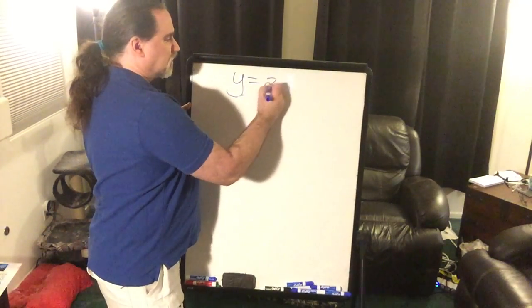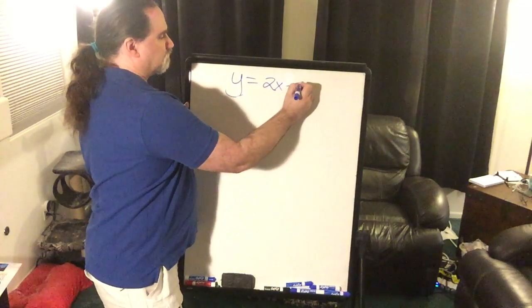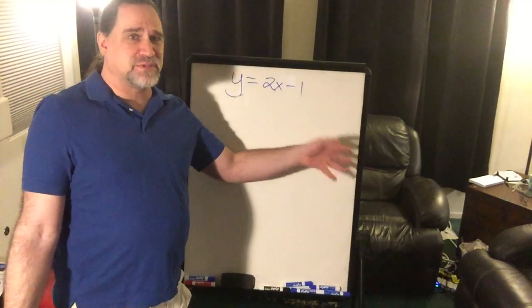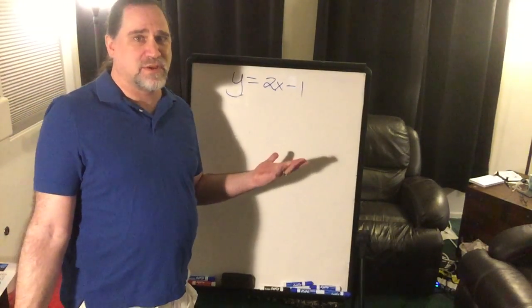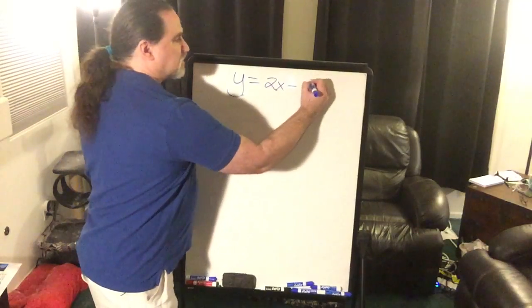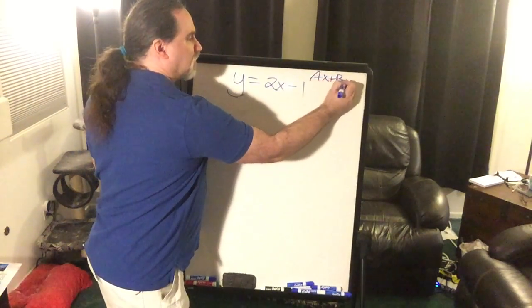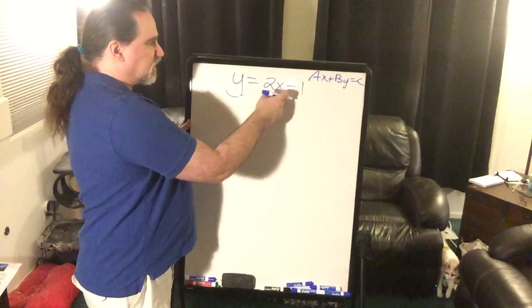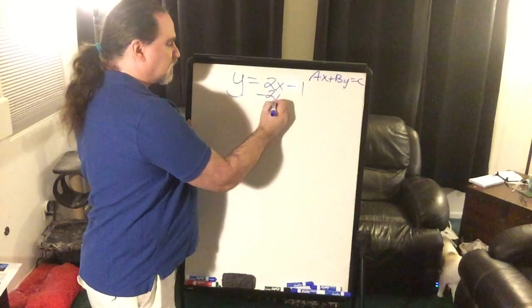Y equals 2x minus 1. The best part about this is writing from slope-intercept into standard form takes no effort at all. Remember, we want it to be ax plus by equals c. Well, I got the y right next to the equal sign. I need to move the x over. So I'm going to subtract it.